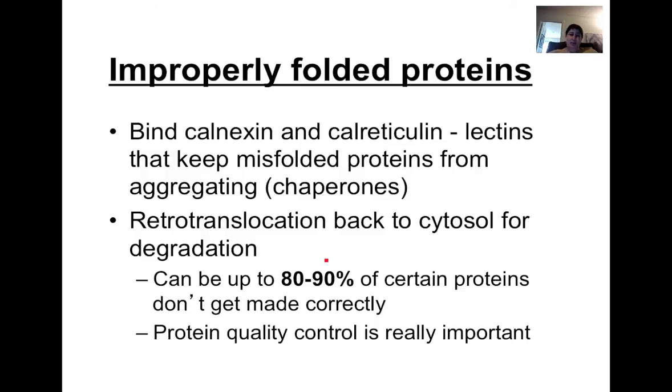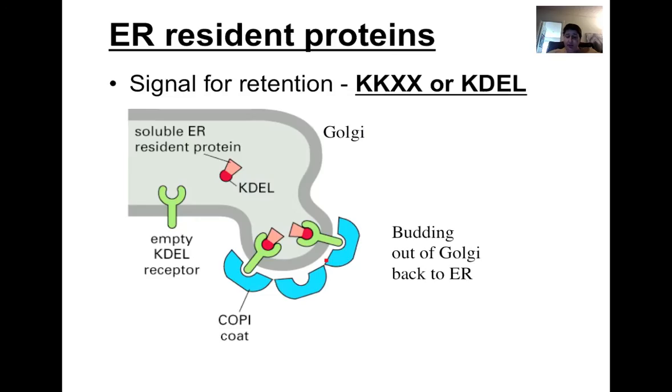Well, how do you get rid of a misfolded protein? Misfolded proteins can be exported out of the ER, put back into the cytosol, and degraded into amino acids, and those amino acids can be recycled.